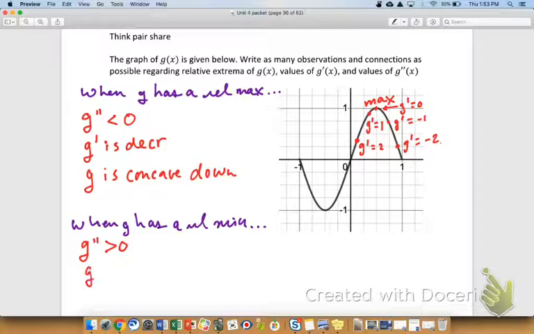G prime then is decreasing, G is concave. Oh, G prime is increasing, you said? Yeah. Okay. Increasing, G is concave up. We all think about that. Are those good connections? I think so. Okay.